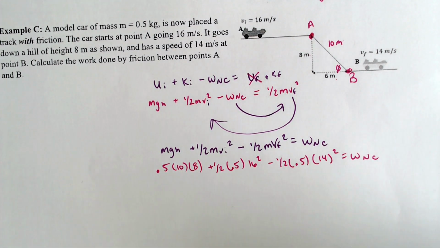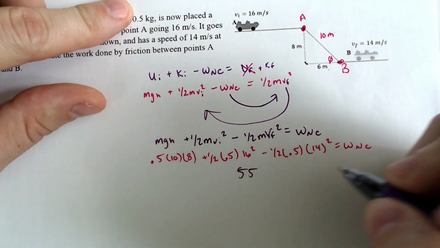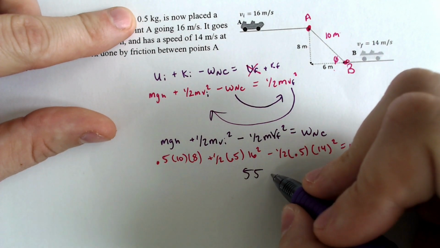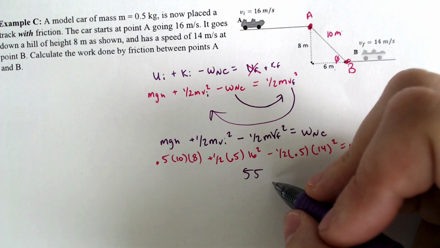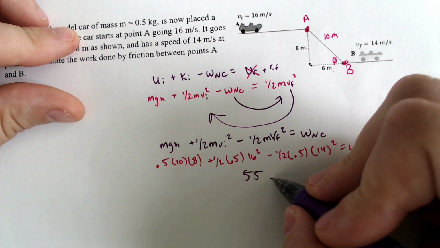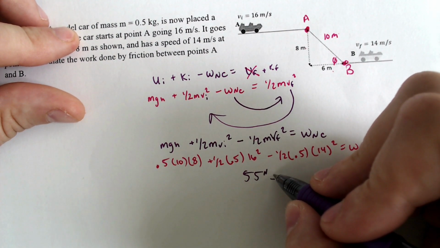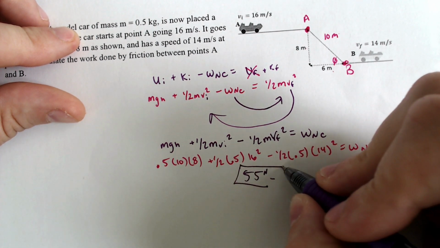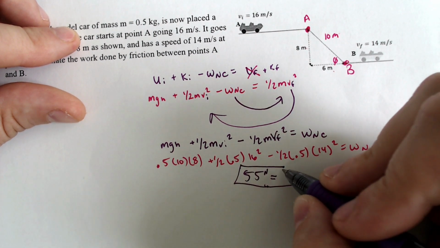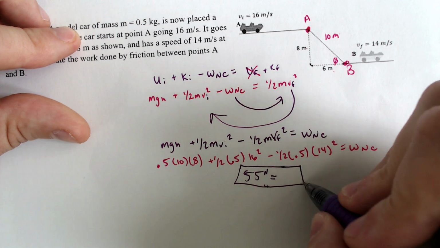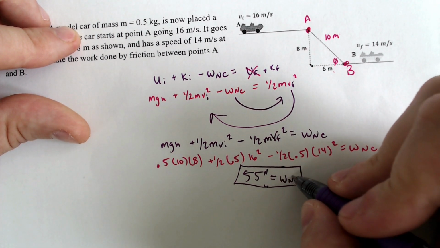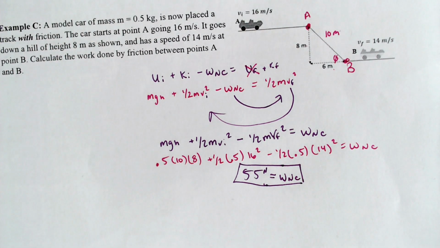You get 55 as your amount of work done by friction, which I believe is in newtons. It's not Newton meters, is it? No. 55 newtons. I'm going to have to double check that because I am getting tired. Work done by non-conservative, which is the work done by friction.